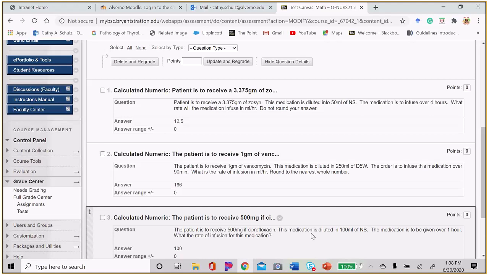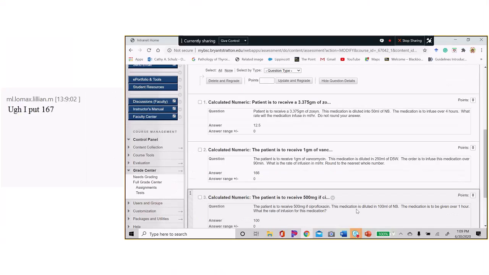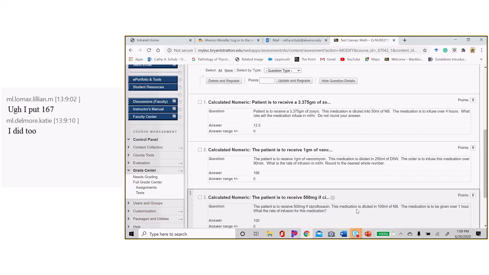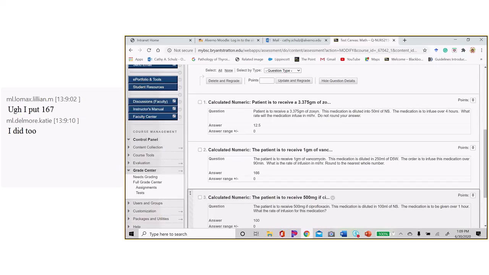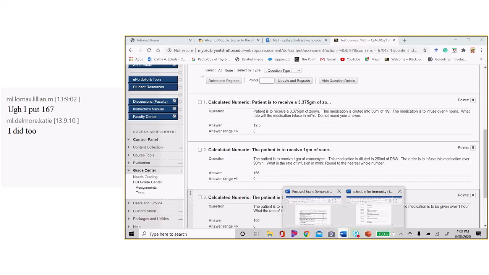Where people always make the mistake is they include the 3.375 grams of Zosyn. Think of that as a powder. The pharmacist mixes this one, but that powder is diluted and mixed into the 50 milliliters. So that volume doesn't change. That is what that powder has been diluted into. So the grams in this question is not important. It's the 50 milliliters that I have to give over 4 hours.